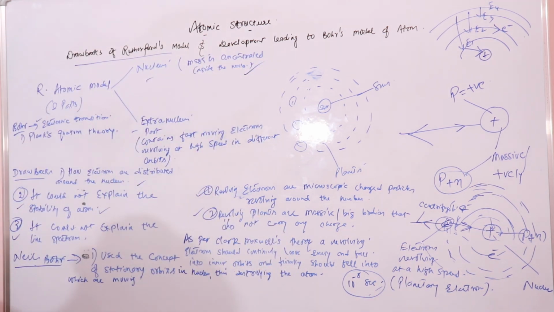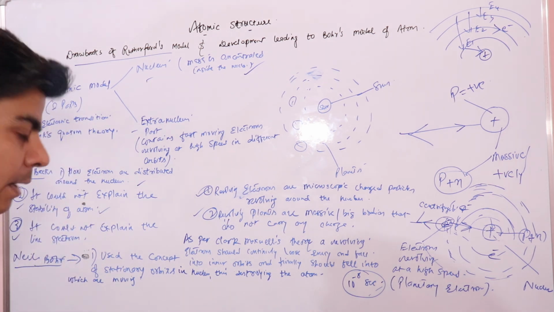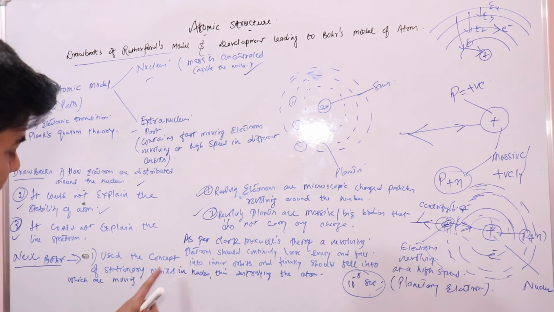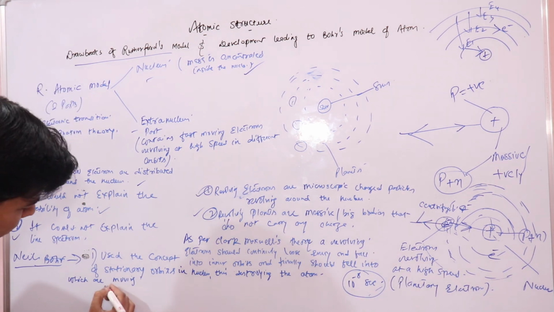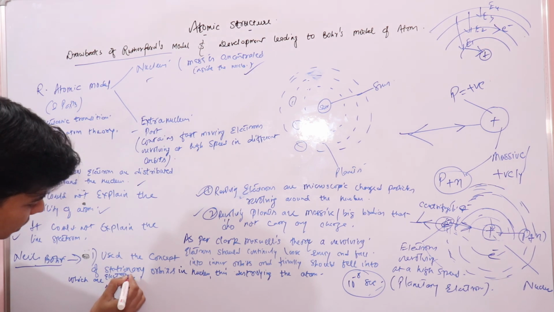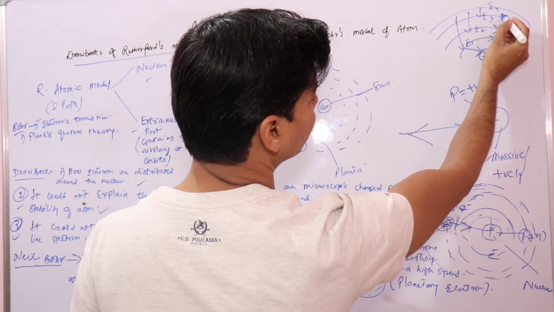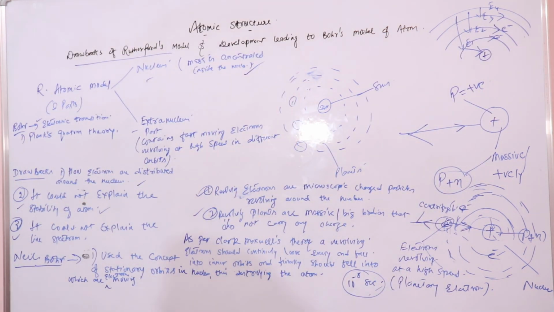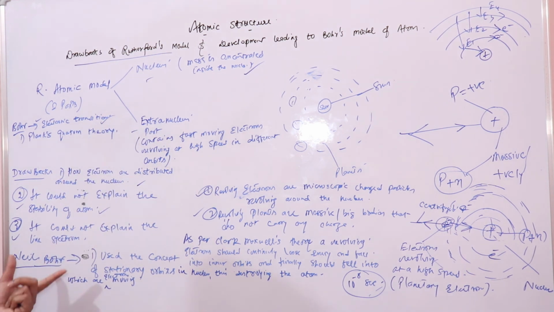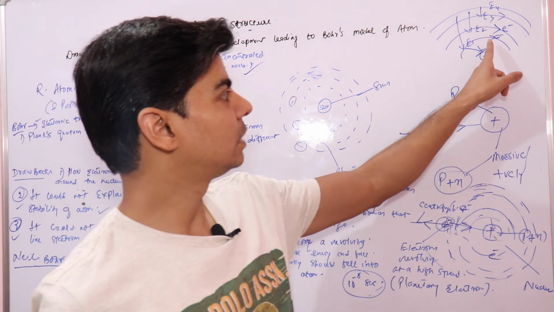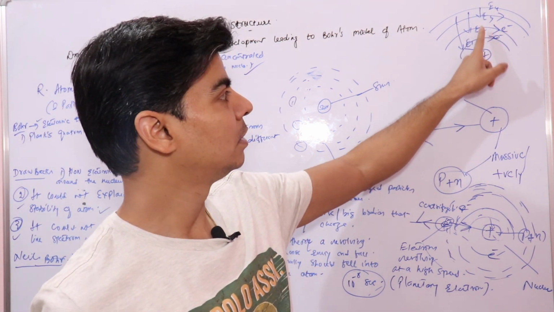Now, coming to the improvements in the Rutherford model, the improvements were made by Niels Bohr, who used the concept of stationary orbits in which electrons are moving. As per Niels Bohr, these are stationary orbits in which electrons are moving. This was the first point. And he used the concept of electronic transitions, which could explain the line spectrum of atomic elements. When we give energy, these electrons will move to higher orbits, which is the excited state.